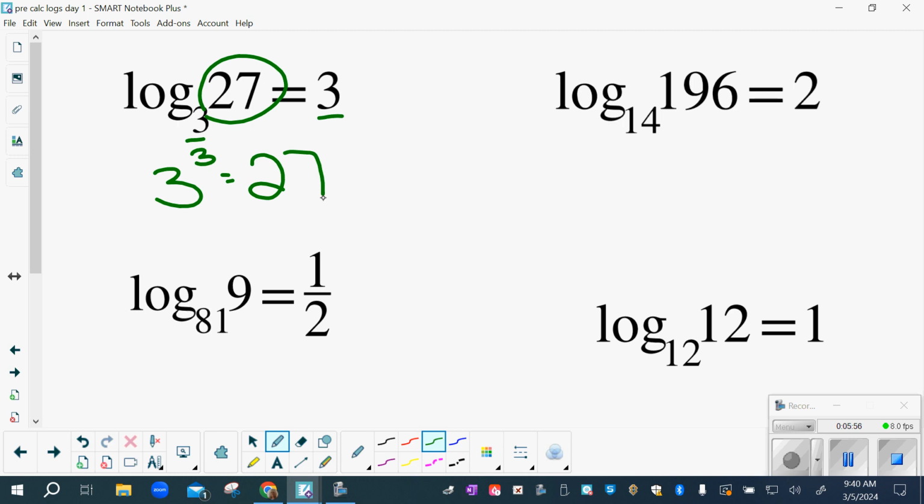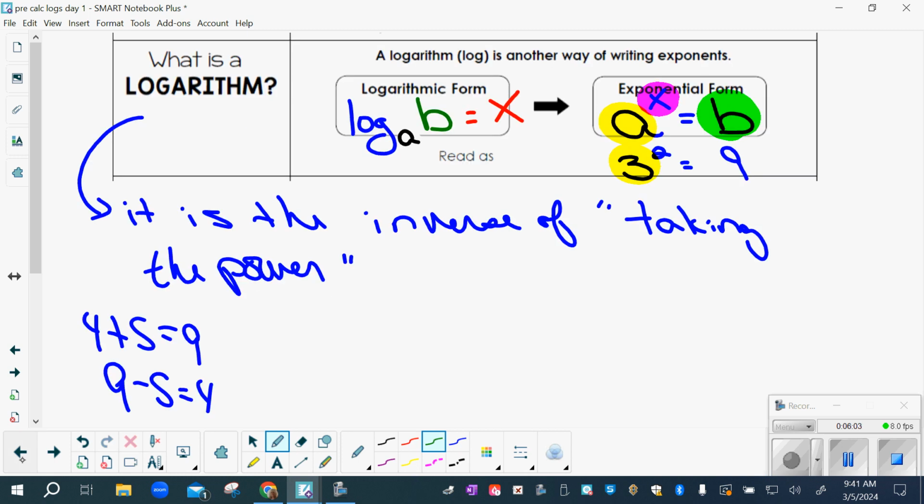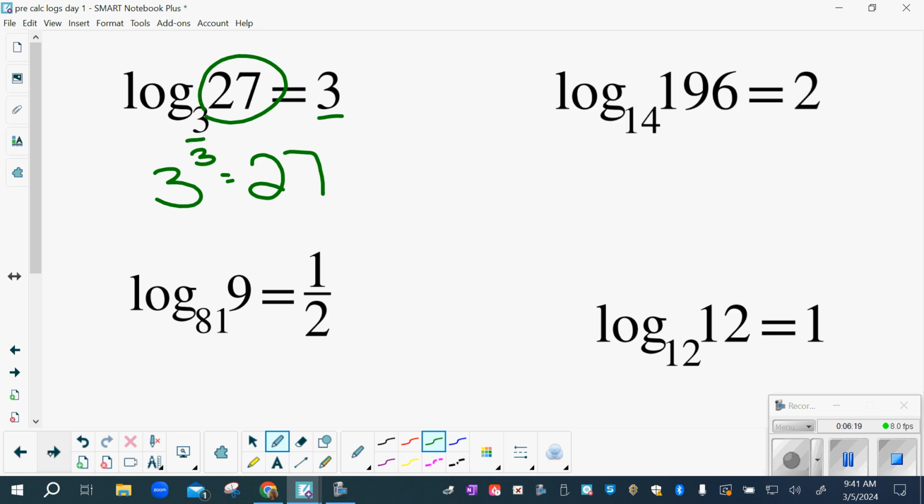Do me a favor. Write the next one out in exponential form. The base lives in the basement. The answer is the exponent. And then there's just one space left. So here we go. The base is living in the basement. The exponent is our answer. Well, what is 14 squared? It's 196.